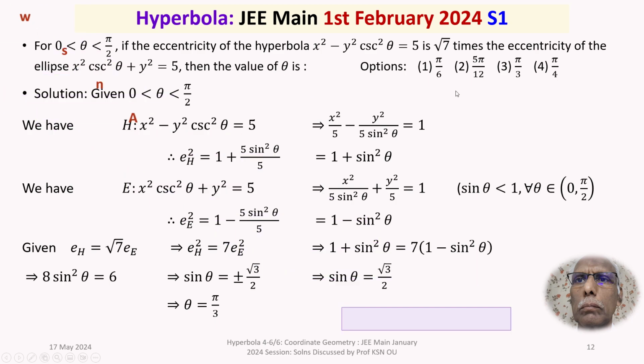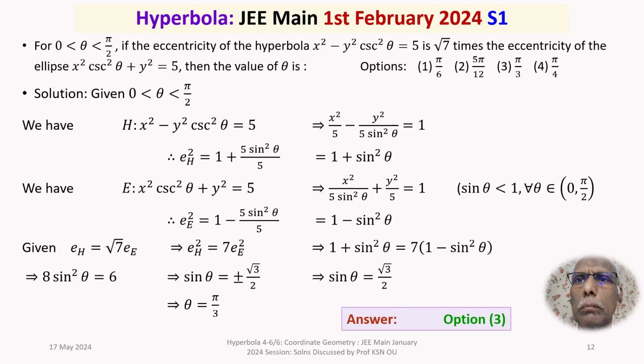Let's look at our options. And our answer pi by 3 appears against option 3. Therefore, the answer to this question is option 3. That is the detailed solution of this problem. It is definitely an easy question.